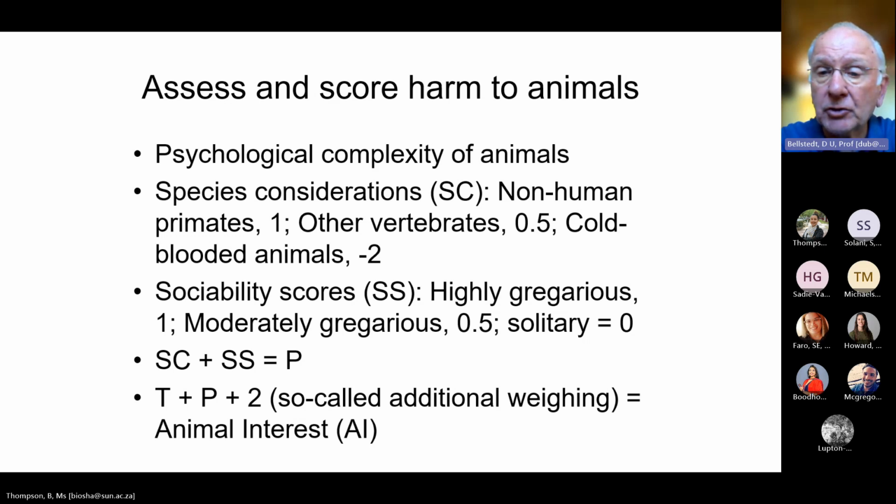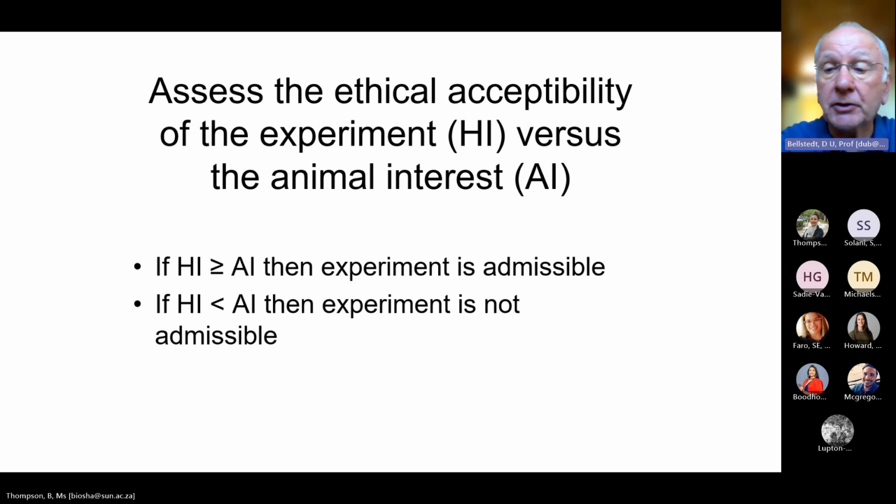Sociability scores. Many animals are gregarious. In other words, they live in herds. And if they are taken out of the herd context, if they're kept singularly, then it means that they stress a lot, unless they are housed in such a way that they actually have contact with adjacent individuals. Sheep, for example, are always in a herd. And if you want to use them in a separate feeding trial, you create a situation whereby they can be visually in contact with each other to reduce the stress that's induced by that. So then these factors are again assessed together to give you a total factor, and then the previous T plus P plus 2, so-called additional weighting, gives you this animal interest weighting. And if we go on to the next page, if the human interest is greater than the animal interest, then the experiment is admissible. And if less, then the experiment is not admissible.